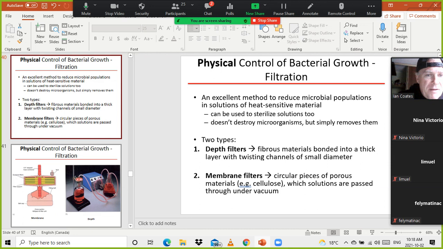We've got membrane filters here, circular pieces of porous material. Cellulose is a good one, through which solutions are passed under a vacuum. And we use that all the time in the biology lab, okay?